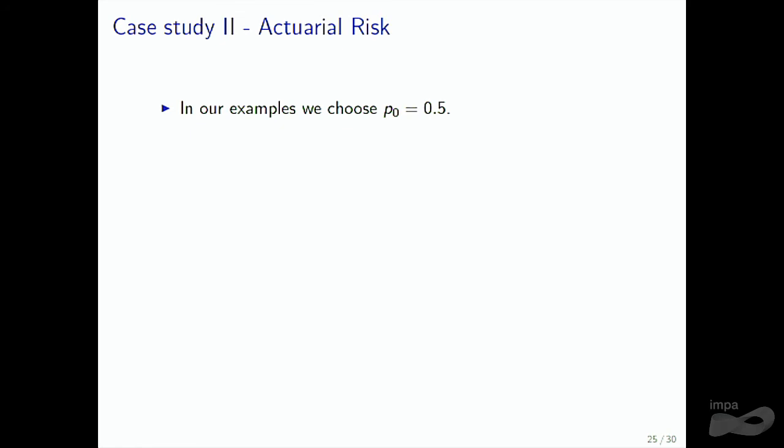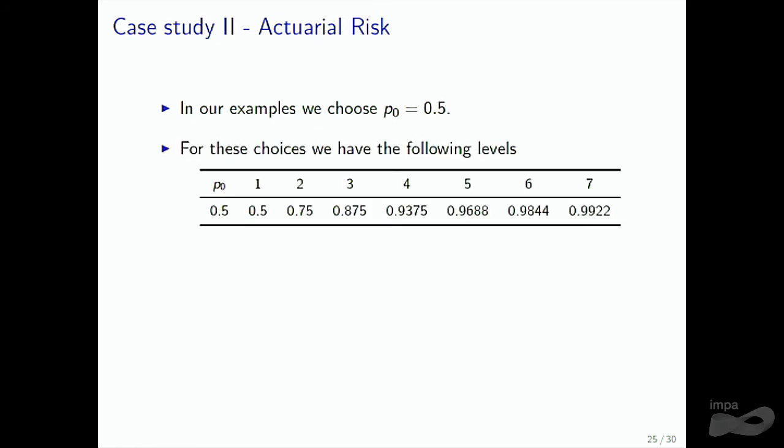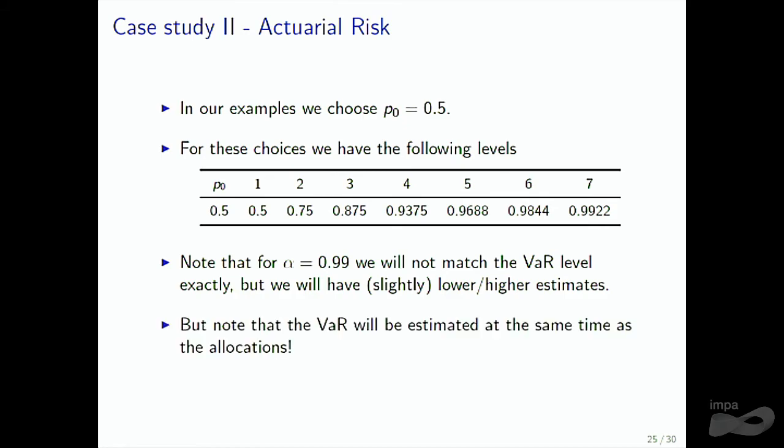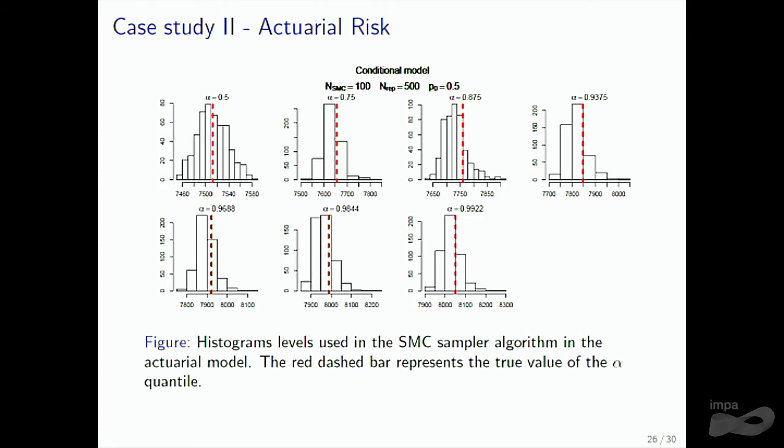Okay, so in our example, I chose p_0 equal to 0.5, so I'm always looking at the 0.5 quantile. So if you do this, you'll only be able to estimate these levels here. If you go close to 0.9 or 0.99, you'll not hit 0.99 exactly, but you get close from above and from below. If you increase this number here, you can get as close to 0.99 as you want, for example. As I said here, the value at risk for all these quantiles will be estimated on the fly. And this is just a histogram of how I'm estimating these quantiles for all these intermediate levels.